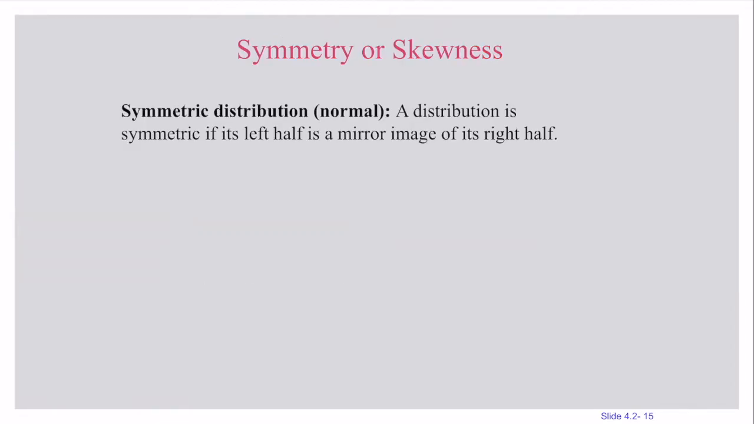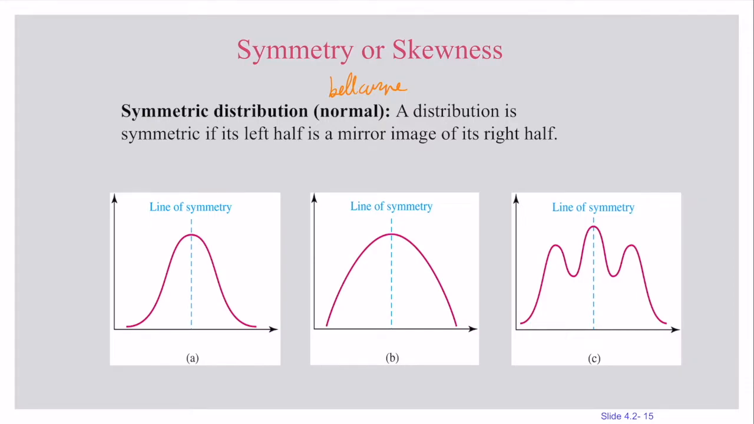A symmetric distribution is called a normal distribution or a bell curve, right? A distribution is symmetric because its left half is a mirror image of its right half. So here are some different symmetric distributions. This is the one we're going to see the most, that normal curve or bell curve.